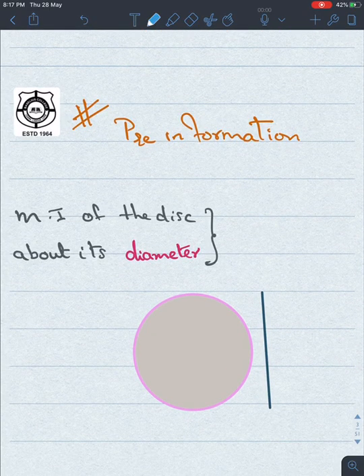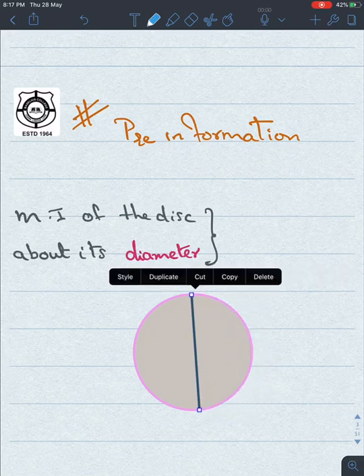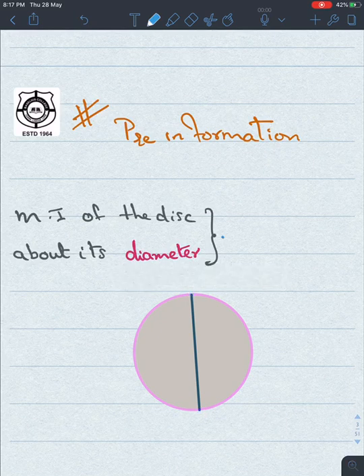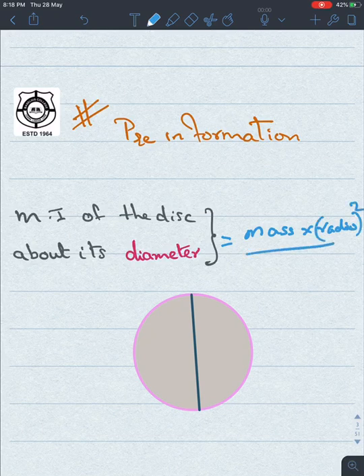We now need a pre-information of the moment of inertia of a disc about its diameter. Diameter means about here, this way. That is equal to, as you all know, mass times radius square, the whole divided by 4. Let's put it as equation 1 for future reference.